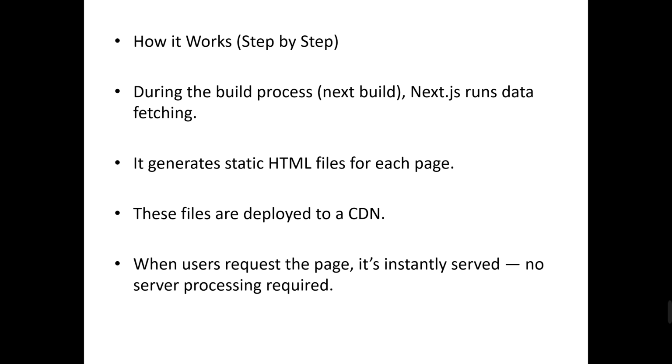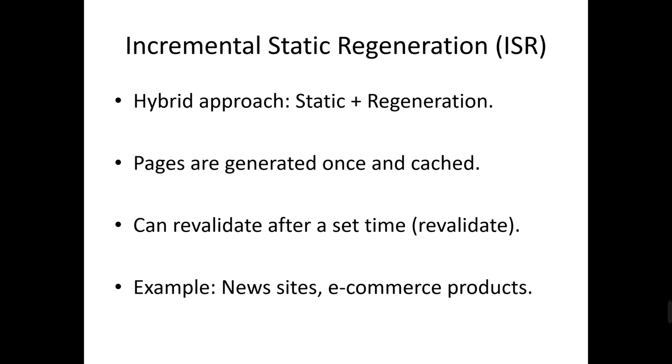So how does it work? During the build process, when we do next build, or in React the React build, Next.js runs the data fetching. It generates a static HTML file for each page. These files are deployed to the CDN, the content delivery network. When the user requests the page, it is instantly served. No server processing is required. Over here, the data is already there, which it will send. It is not carrying out any processing for each and every request.